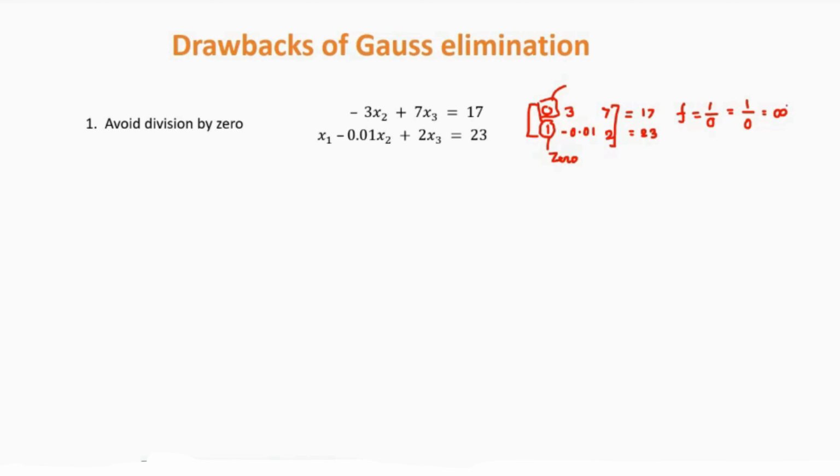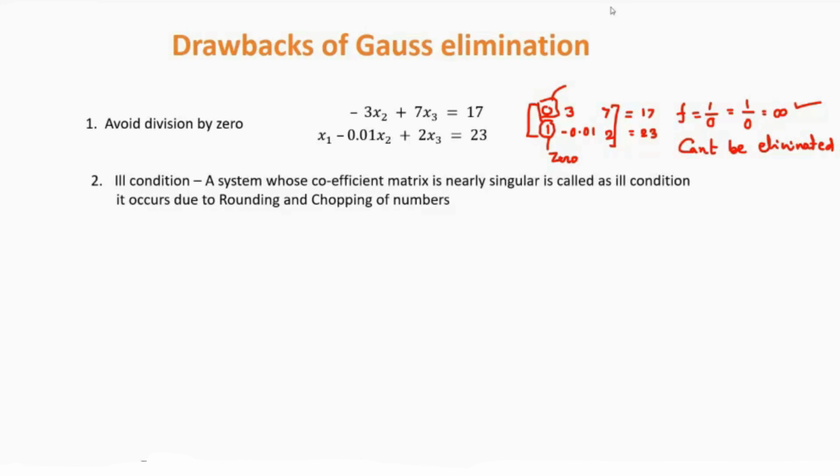So this is the problem that exists in the Gauss elimination method. This cannot be eliminated. So this leads to an error in the problem, or the system may get stuck, or it may give some random outputs. So this is one drawback that we cannot handle directly in the Gauss elimination method.